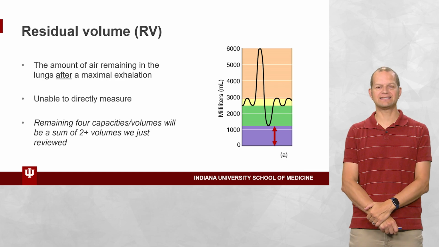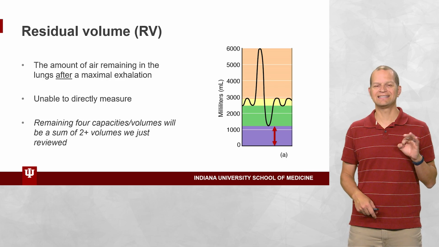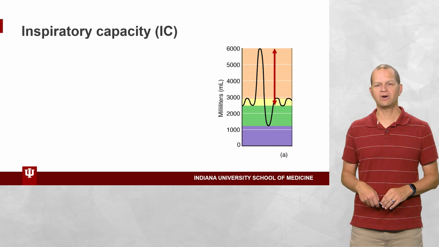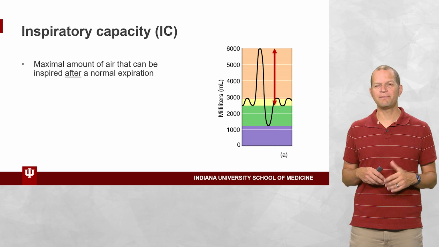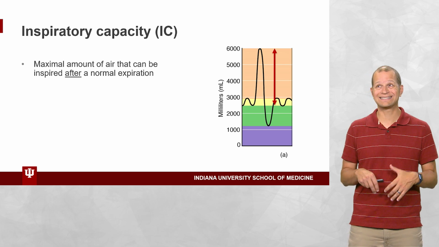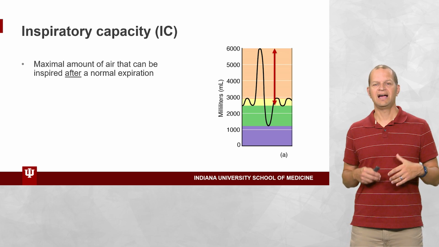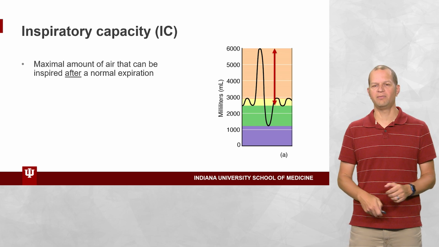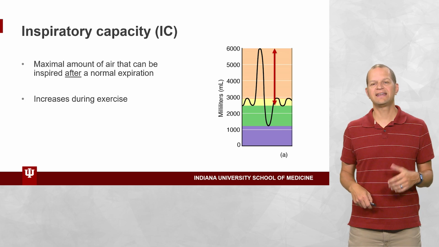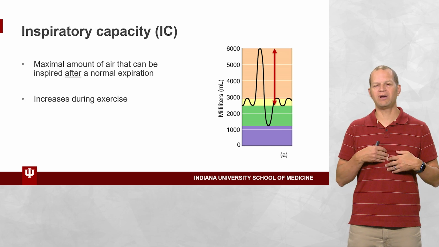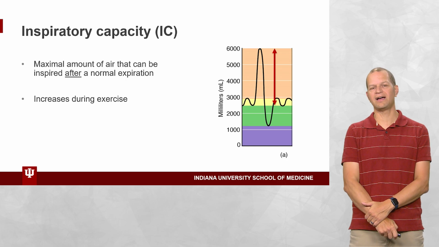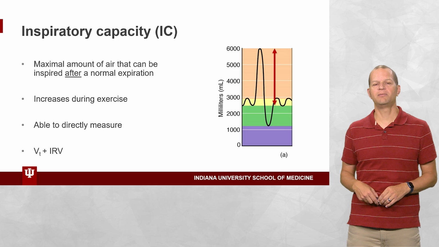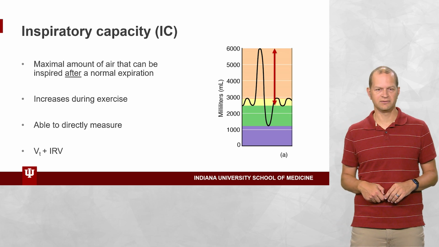We've now got 4 capacities left. Each of the capacities is the sum of at least 2 of the volumes we've just reviewed. So inspiratory capacity. So this is the maximum amount of air you can inhale when it's time to inhale. Okay, or in other words, I've just finished breathing air out. How much air could I actually get into my lungs if I wanted to fill them all the way up? This is something that increases during exercise because you take more breath in, but you also get rid of more air when you breathe out during exercise. We can directly measure this. Okay, this is the sum of tidal volume and inspiratory reserve volume.